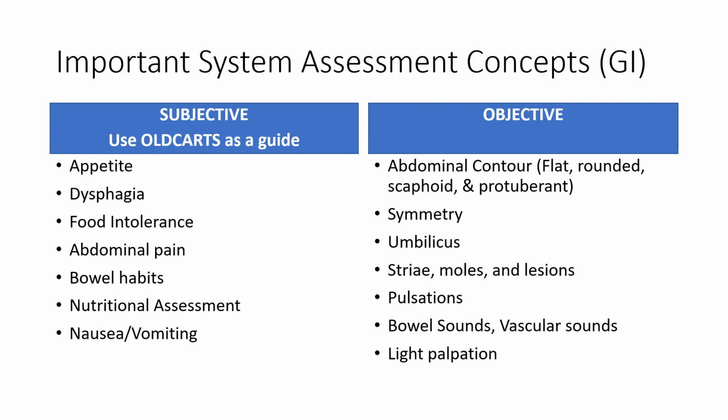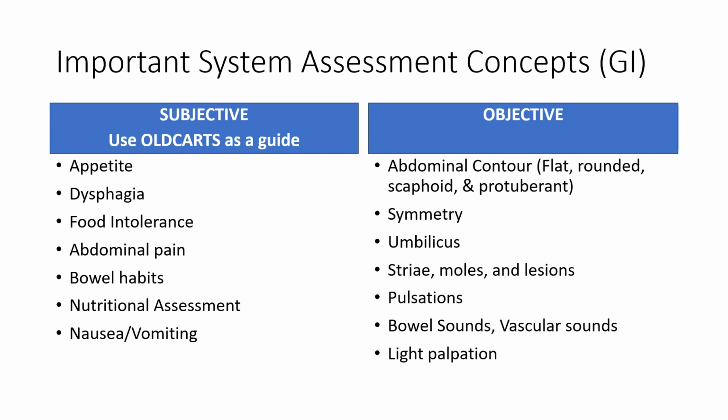Important system assessment concepts for GI. As with everything, we use OLDCARTS as our guide, but for the subjective info, we want to think about appetite, dysphagia, food intolerance, abdominal pain, bowel habits, nutritional assessment, and we can ask them if they've had any nausea or vomiting. The bowel habits, if you can actually see the stool, that would be objective information, or if you can actually see the nausea and vomiting, that would be objective information as well.